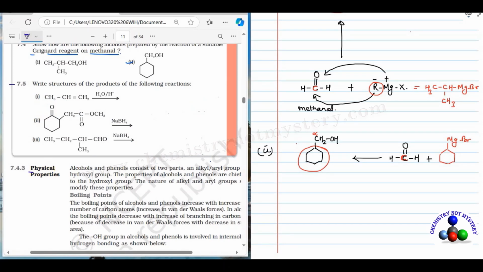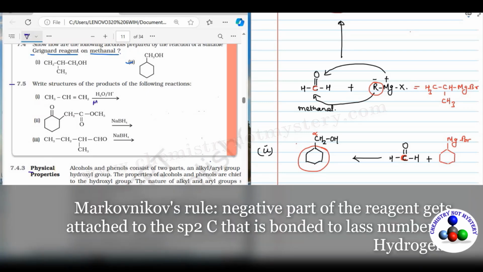Now come to the next question. Write structures of the products of the following reactions. The first question is given propene, and the reagent is given as H2O in presence of H plus ion. Means there is hydration, or the addition of water takes place. The addition of water takes place according to Markovnikov rule. Means the negative part of the reagent goes to the carbon which is bonded to the lesser number of hydrogens. In water, the negative part is the OH negative ion. So it will get attached to the second carbon as it is bonded to just one hydrogen. And H plus will get attached to the first carbon.